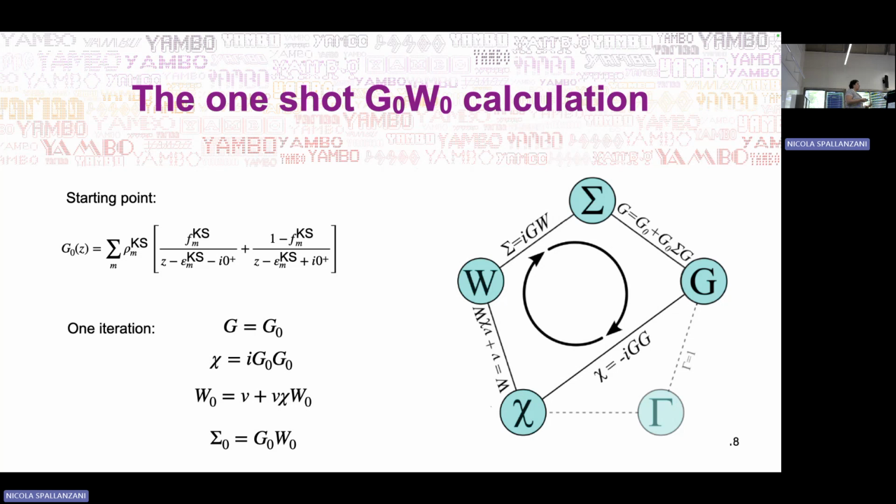So our starting point usually is a mean field calculation, like a DFT calculation. We use the energies that come from that mean field calculation, here I consider the DFT calculation. These are quantum energies to construct the non-interacting Green function. And we say that our Green function is given by the non-interacting Green function. We use it to compute the response function that will enter in the screened Coulomb potential, and that will finally give us our self-energy.